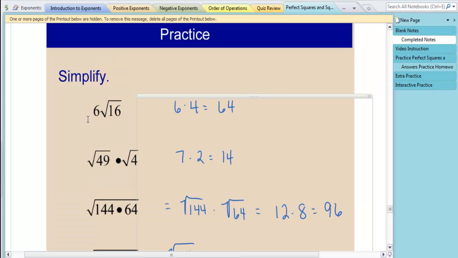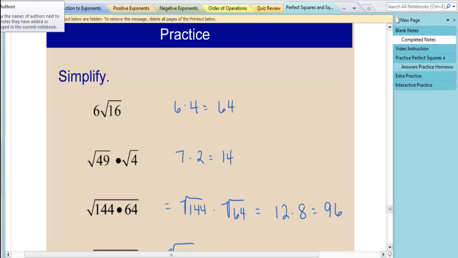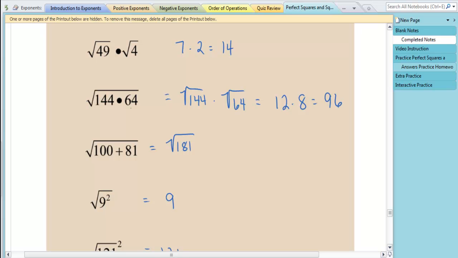The first problem is 24, because you end up with 6 times 4 after you take the square root. The second problem is 7 times 2 after you take the square roots, and you end up with 14. Now you could have multiplied 49 times 4 first if you wanted to, but I think this is a little easier. In the next problem, you have the square root of 144 times 64. Well, I don't know about you, but that math is going to take me a couple minutes, so I'd rather just take the square root of 144 and the square root of 64 separately to get 12 times 8, which equals 96.